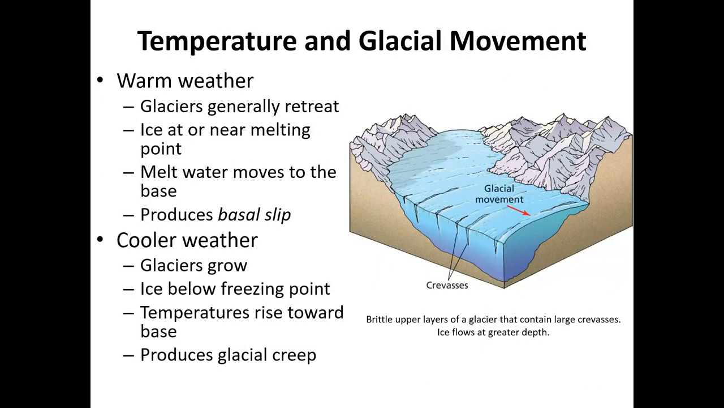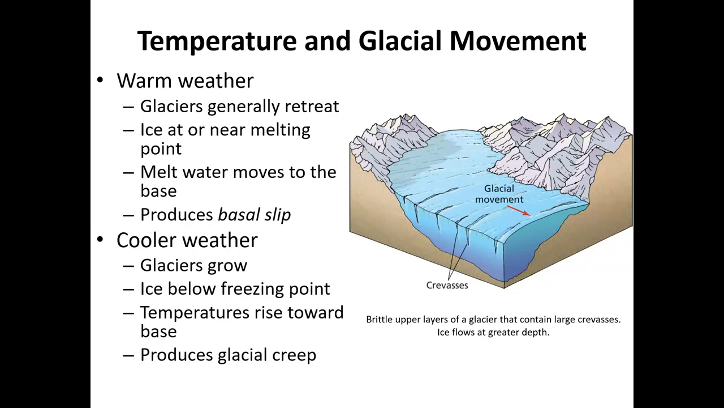So temperature and glacial movement: generally the warmer it is, the more likely you are to have glacial slide, and the cooler it is, the more likely you'll have glacial creep. This diagram kind of shows glaciers move down the mountain. They're pulled by gravity the same way water would be.